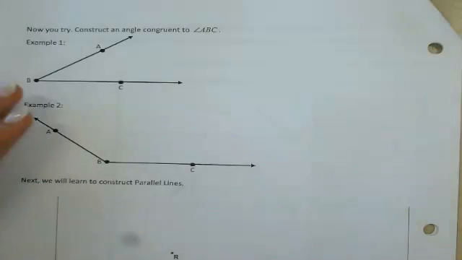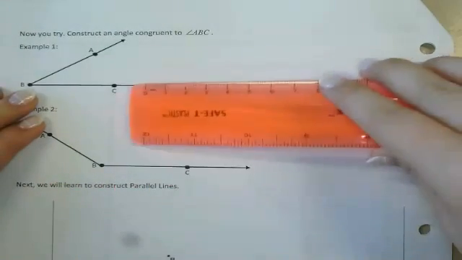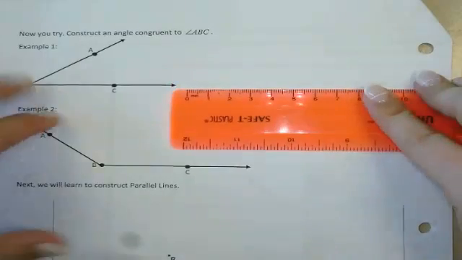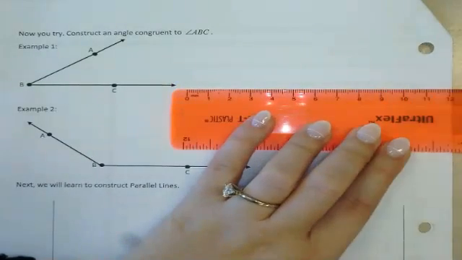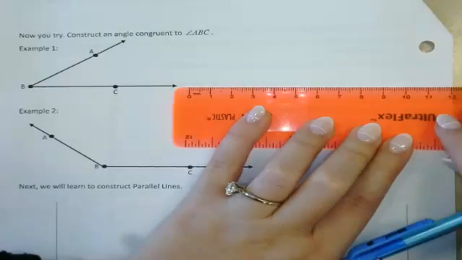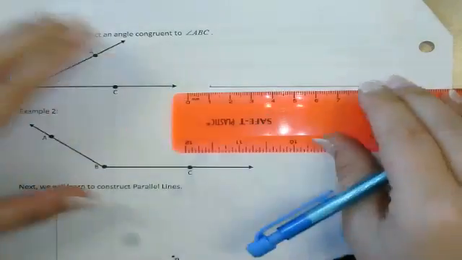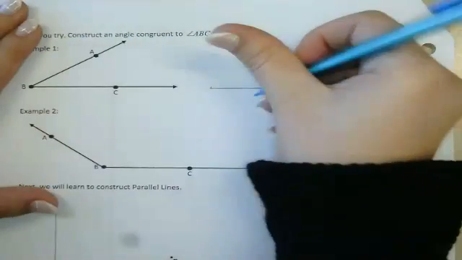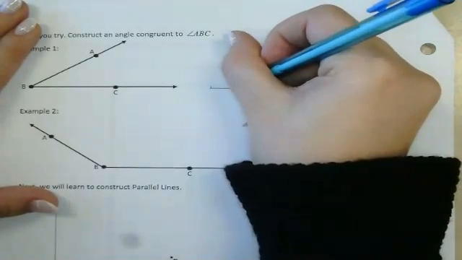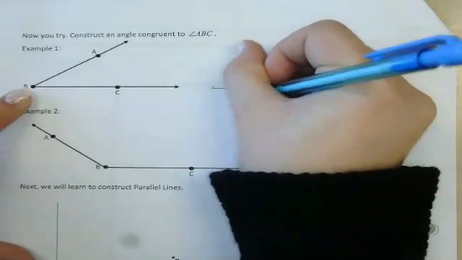Okay, so let's go ahead and try to construct our angle from example 1. So remember, the first thing we do is take our ruler using it as a straight edge and construct a segment with some starting point. Okay, so here is my line segment, and here's my starting point. Since the original was B, I will call this B prime.